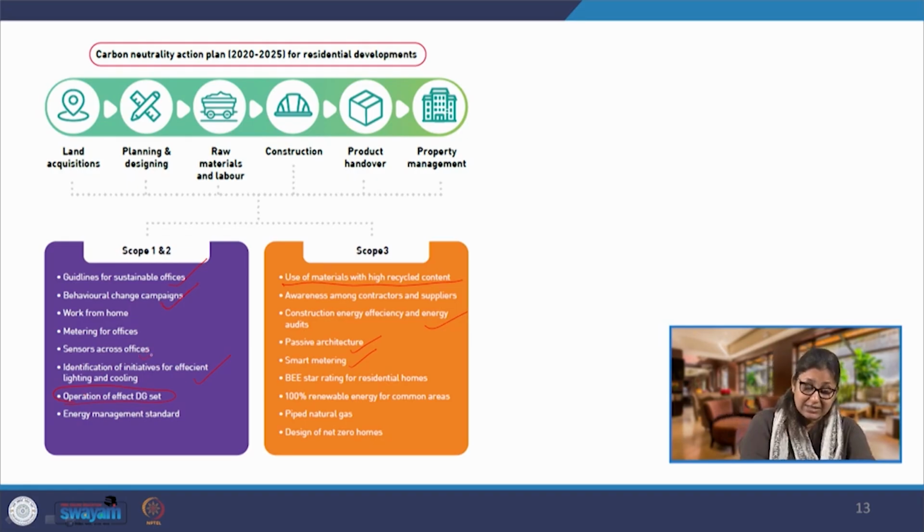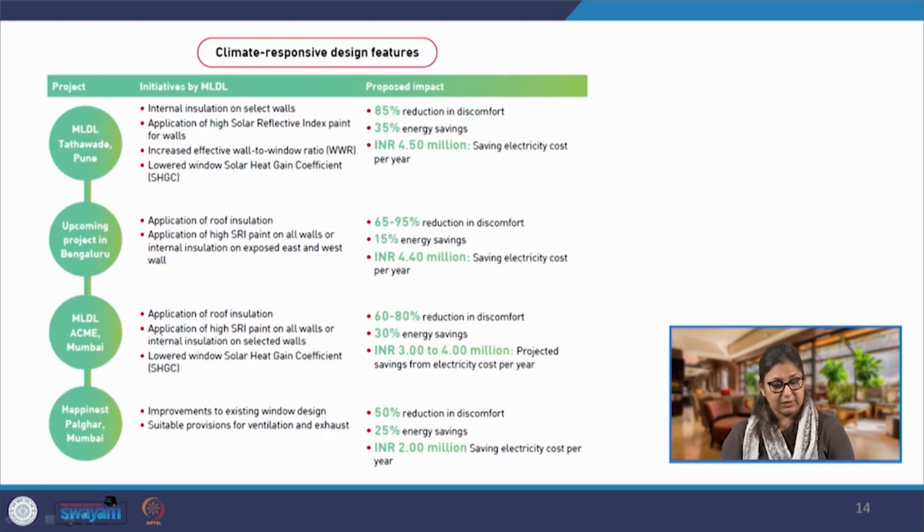Also adding sensors across offices. In residences, people have a sense of ownership, while in bigger offices, especially the large scale corporate offices, no individuals are responsible. So, one is we educate them for bringing about behavioral changes, and the other is to add sensors to automatically reduce the consumption of electricity. So, these are some of the steps and points that they have identified for designing and constructing the efficient buildings.